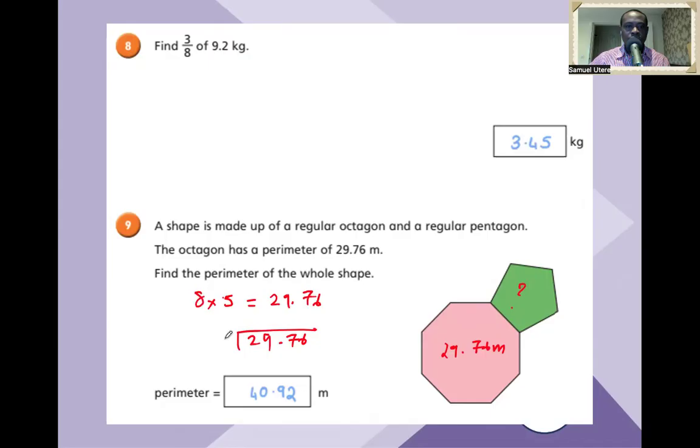29.76 divided by 8. We cannot divide 2 by 8, so we shift the 2 there. So that's now 29. 29 divided by 8, we'll get 3, because 8 times 3 is 24. All right. 29 minus 24 is 5. So we'll put our decimal point there.